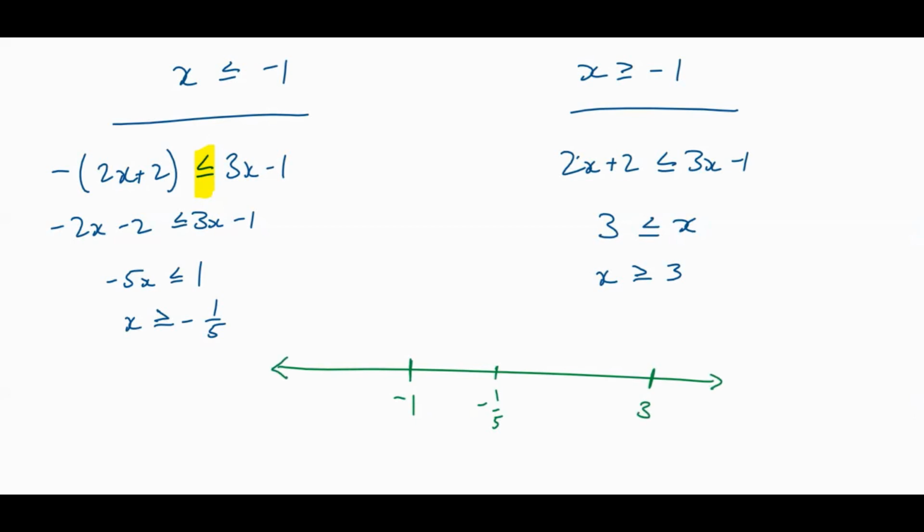And I ask myself, what kinds of numbers are less than -1, that would be here, and greater than -1/5, that would be here. Well, there's no overlap. So this case has no solutions because there's no numbers that are less than -1 and greater than -1/5.